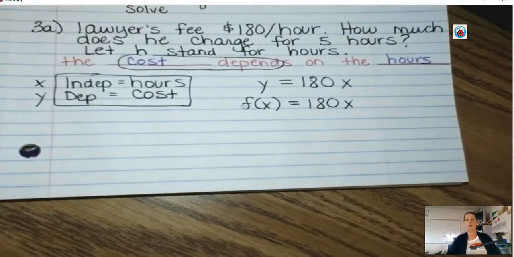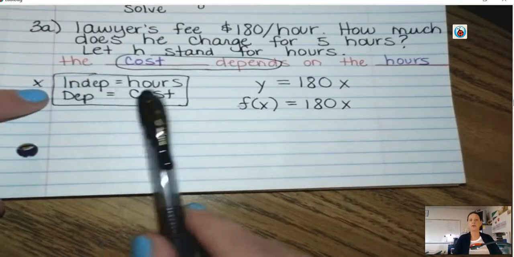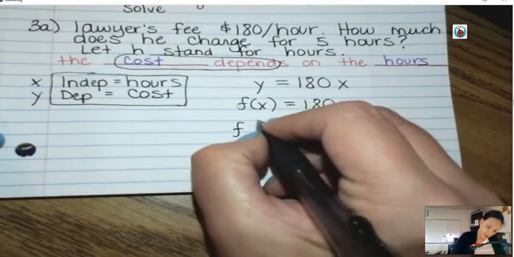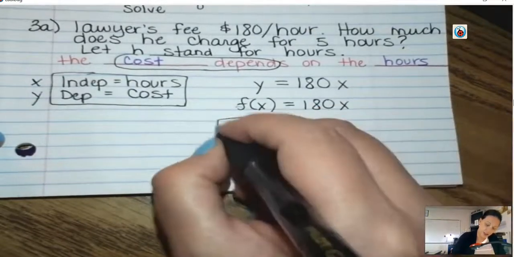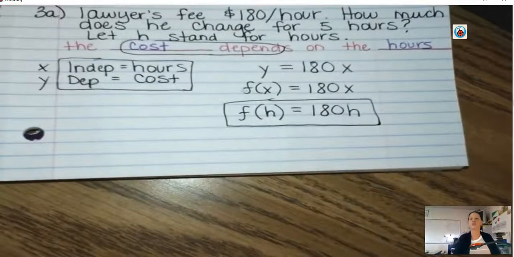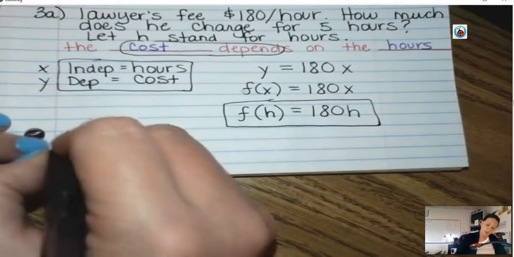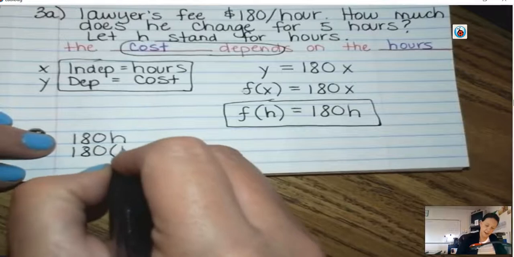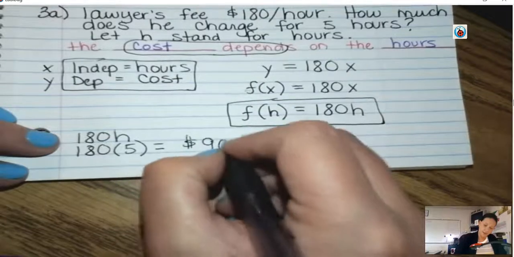But then this is the part where people are going to get this mixed up. They want us to use h for hours. Hours is our x. So everywhere you see an x, we're actually going to put in the letter h. So your final answer is going to be f of h equals 180h. You're just changing every x into the letter h because they're talking about hours. Then the last thing we do is we actually have to solve it. So it says how much does he charge for 5 hours? So you take your equation of 180h and you're just plugging in 5 hours. 180 times 5, he charges $900.